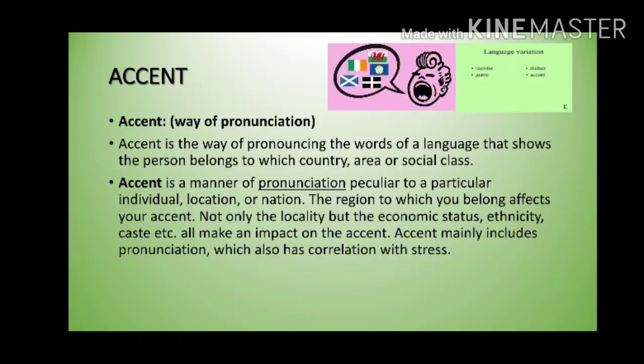Starting off with accent, it is the way of pronunciation. For the viewers to learn and keep in mind, when you hear the word accent, you are going to relate it with the way of pronunciation. Accent is the way of pronouncing the words of a language that shows which country, area or social class the person belongs to. When we are talking about these three categories, it actually relates to the domain of sociolinguistics, which states that an accent is a manner of pronunciation peculiar to a particular location, individual or nation.